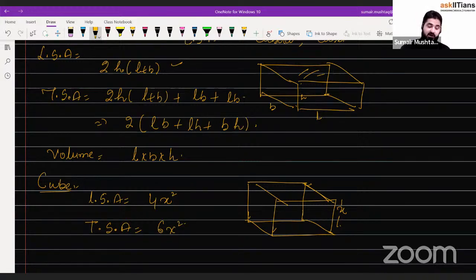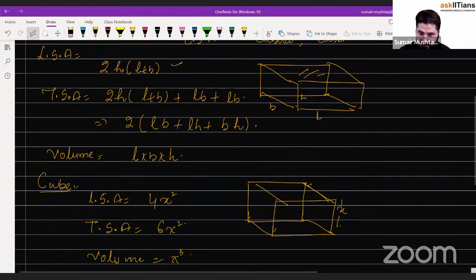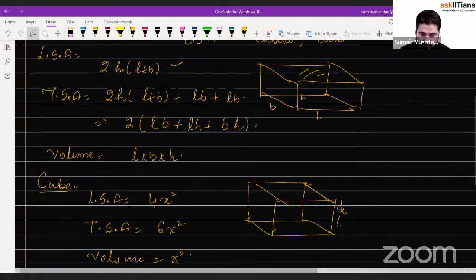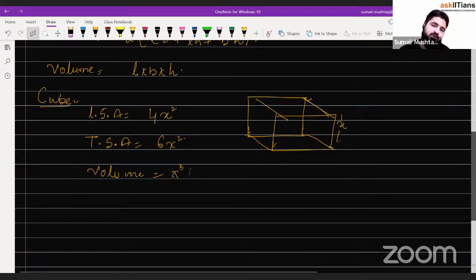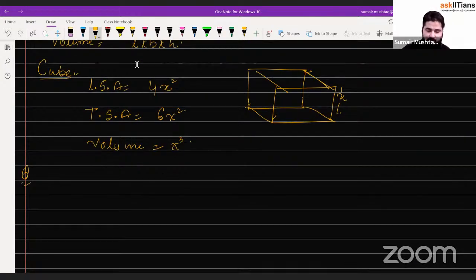Very nice. So Ali, can you tell me what will be its volume now? Simple. X cube. Yes, the volume is given as X cube, right? Is that thing clear? A very easy question. You people can easily do it. After that, I will show one more question of this.